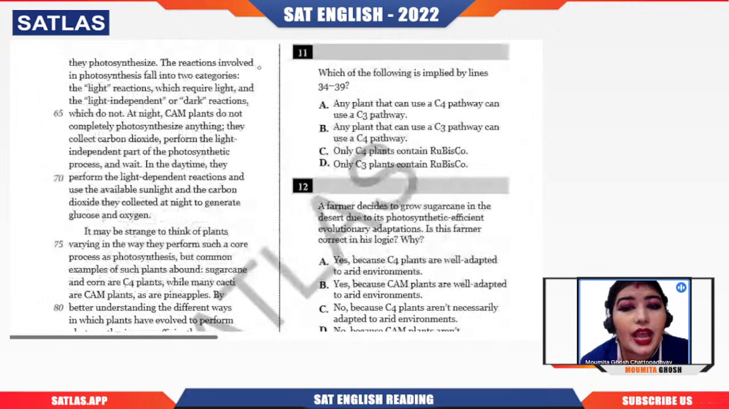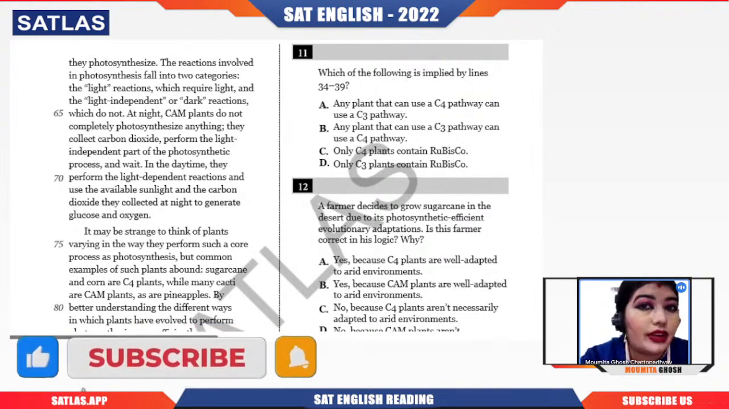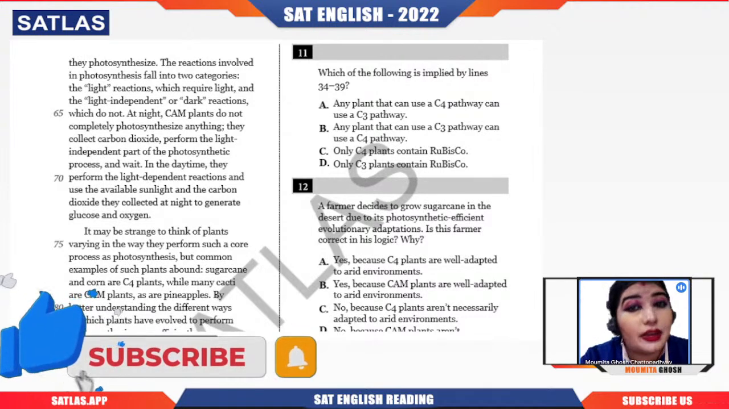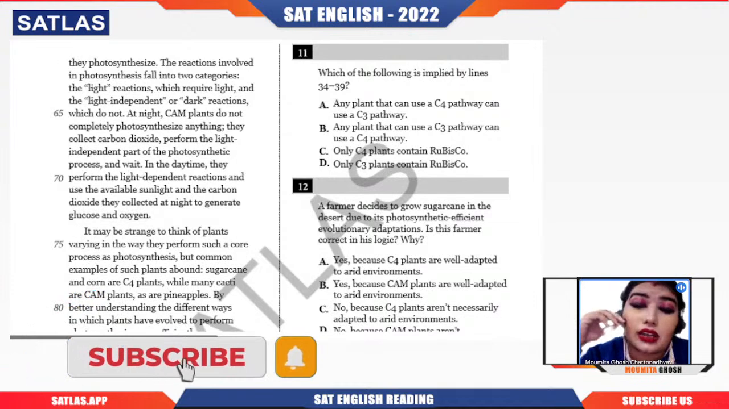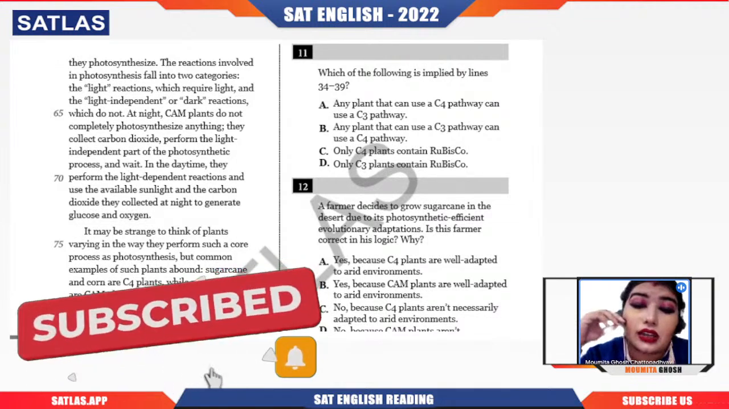The reactions involved in photosynthesis fall into two categories: the light reactions, which require light, and the light independent or dark reactions. As I told you, in some plants photosynthesis occurs during the daytime with the help of sunlight, that is the natural light. And in some plants, that is the CAM plants, the desert region or the hot and arid region plants, the photosynthesis occurs in the light independent or dark reactions, which occur at night.